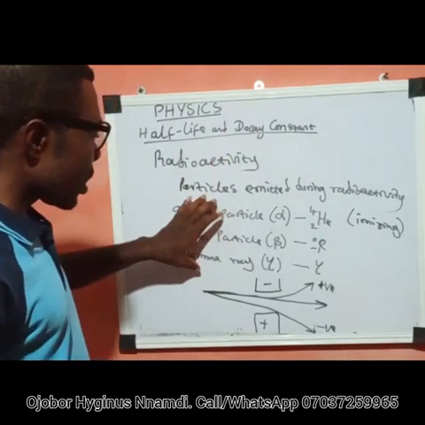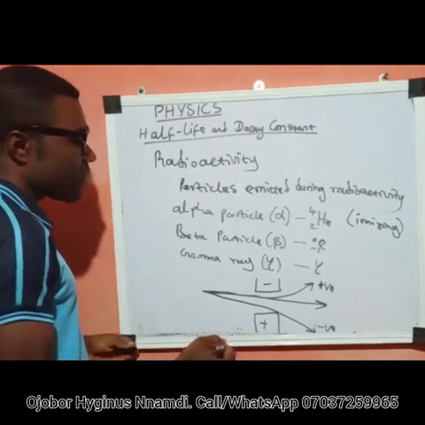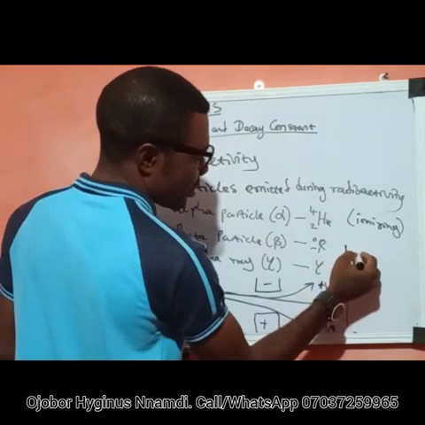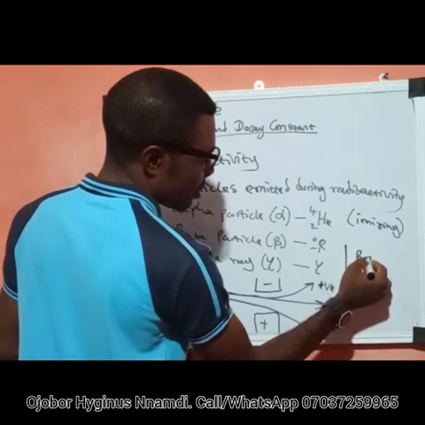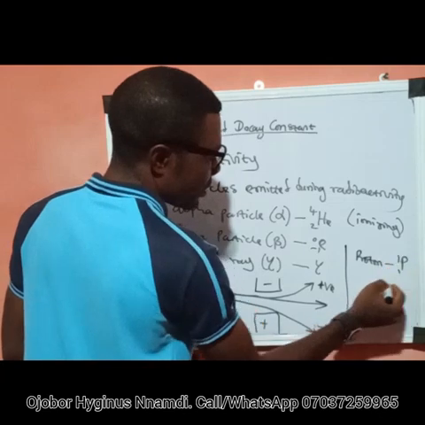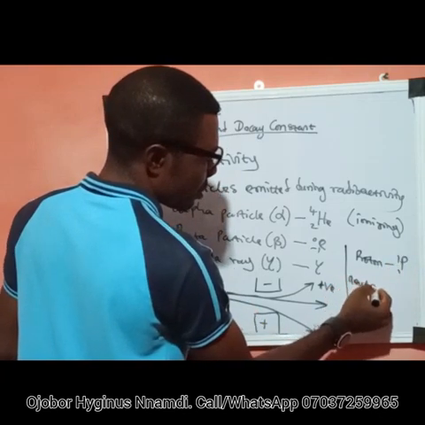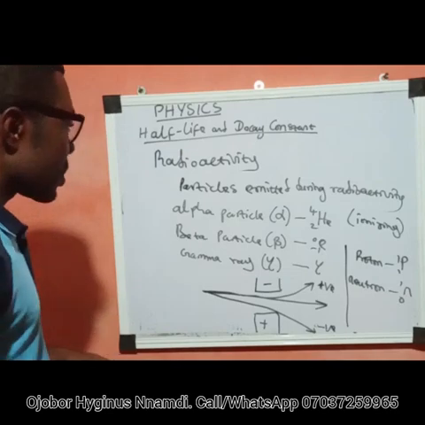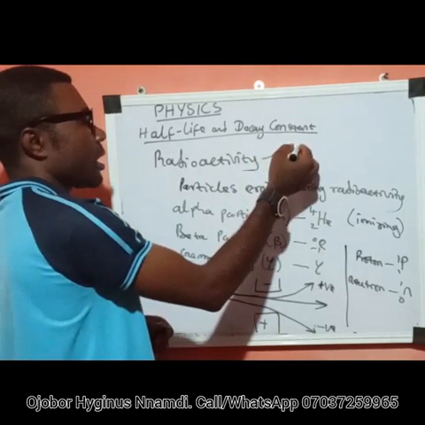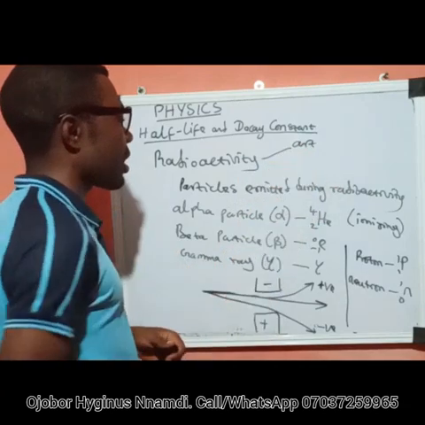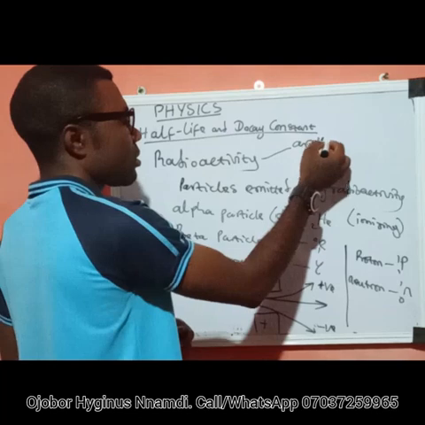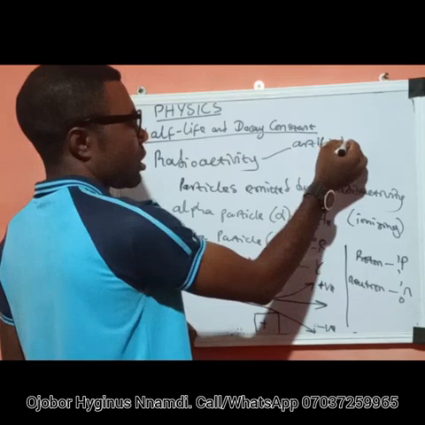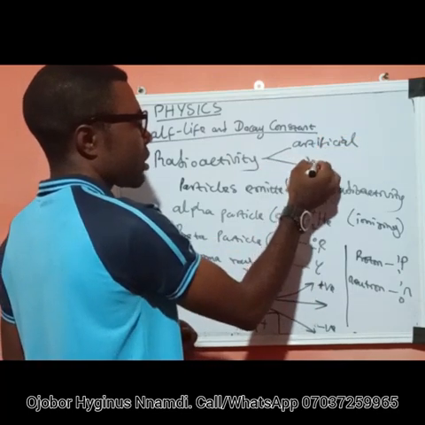Okay, other particles that a radioactive element can emit are the proton, which is P11, and the neutron, which is N10. Then in radioactivity, there are two types that can happen: we can have artificial radioactivity, and we have natural radioactivity.